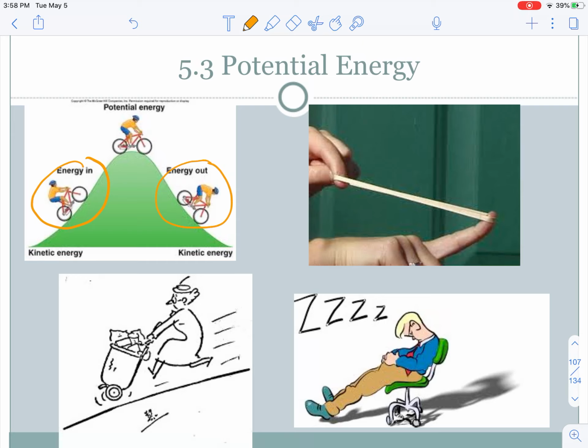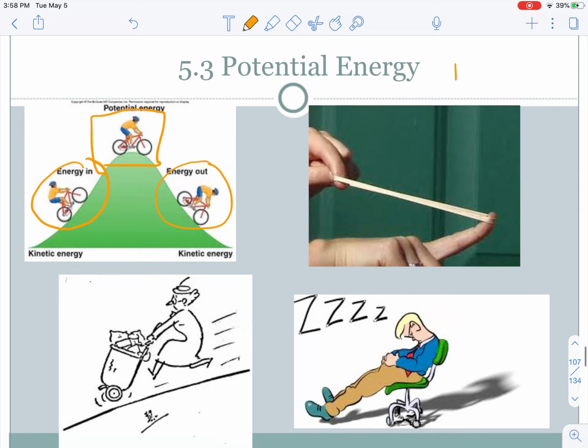So if you were thinking of moving up a hill with your bike or biking down the hill, you are showing kinetic energy. There's a mass, there's a velocity. If you are at the top of the hill though, and just standing still, you have the potential to go down, potential to do work.